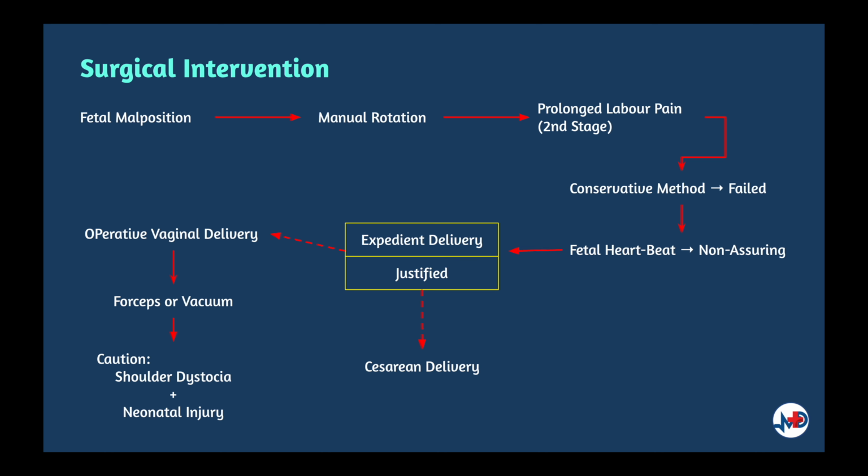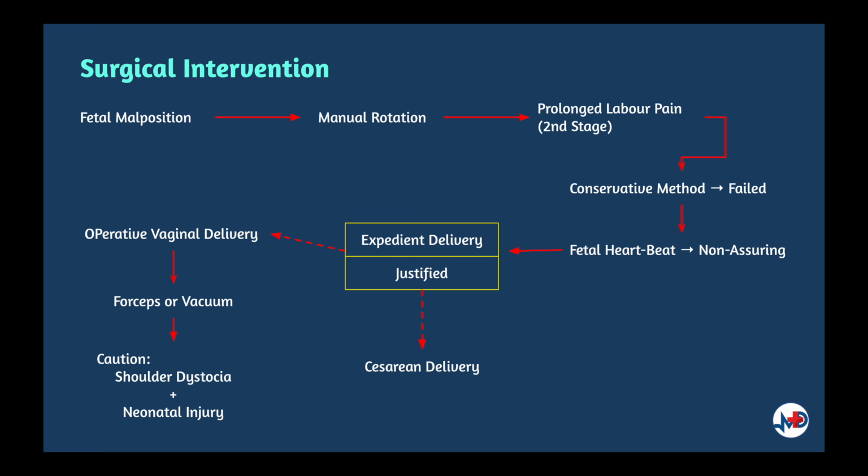In the case of a prolonged second stage due to fetal malposition, the operator may attempt manual rotation of the fetal occiput. If one of the arrest or protraction disorders is identified and fails to respond to conservative measures, or if the fetal heart pattern is non-reassuring, expedited delivery is justified. This includes operative vaginal delivery or caesarean delivery as indicated.